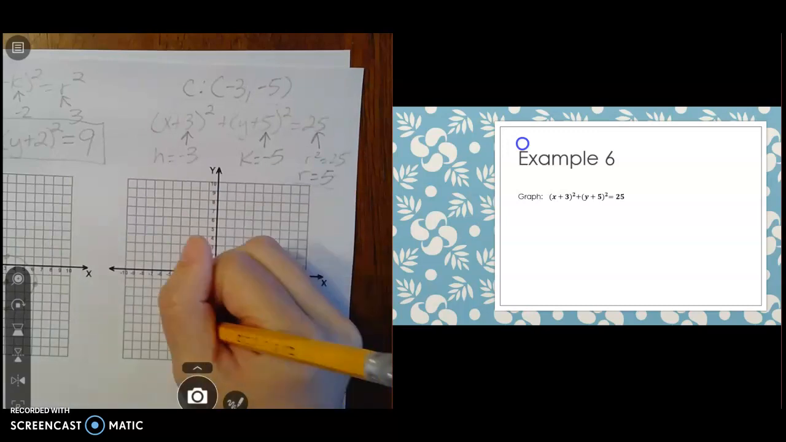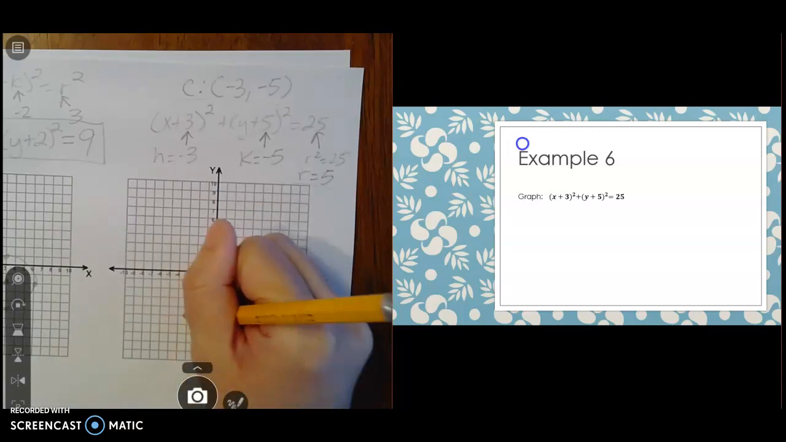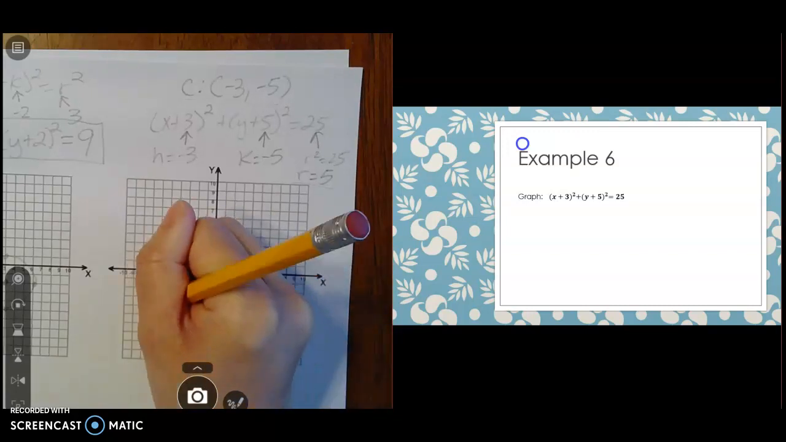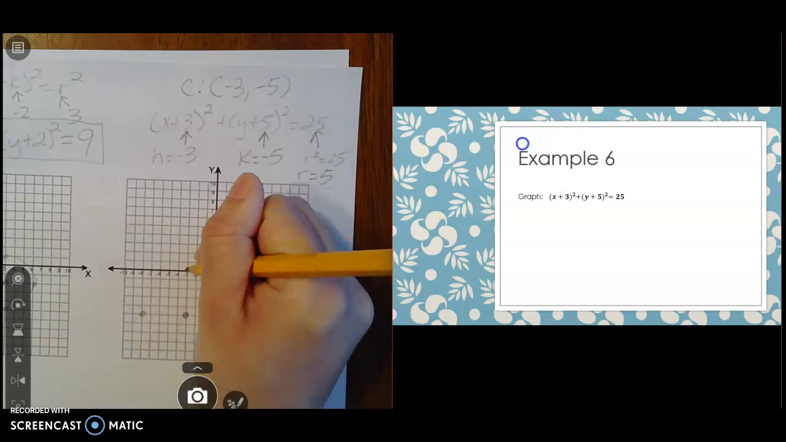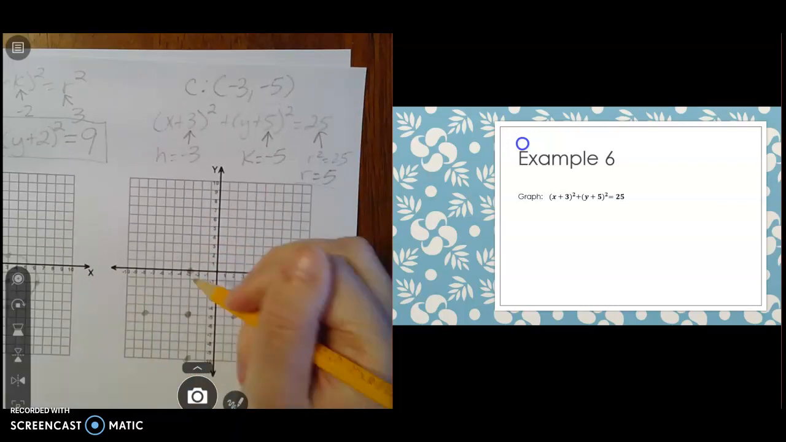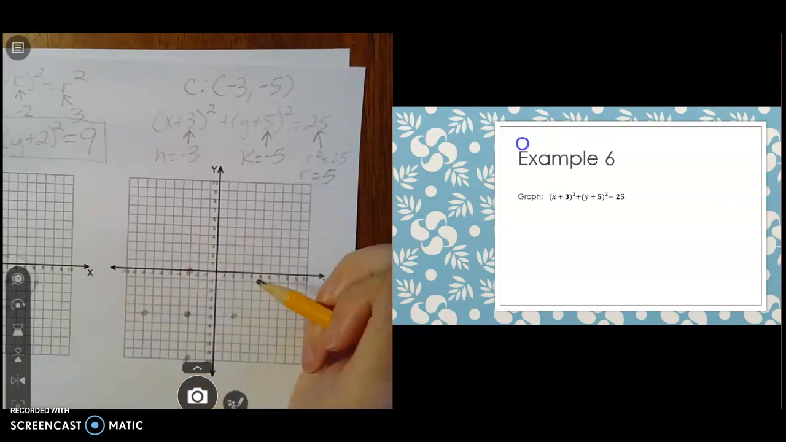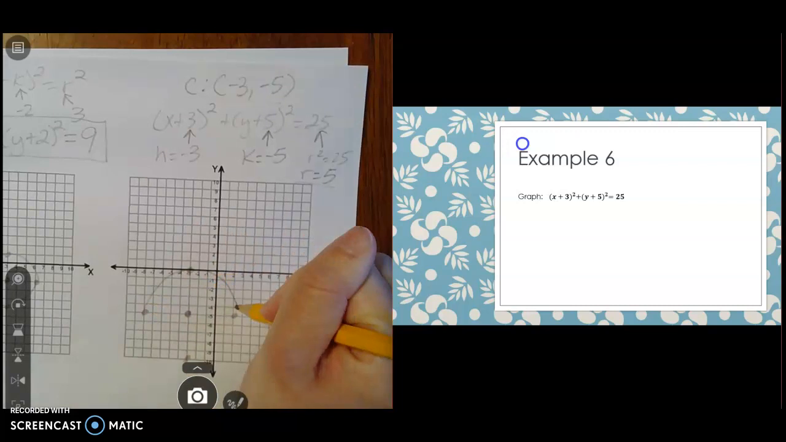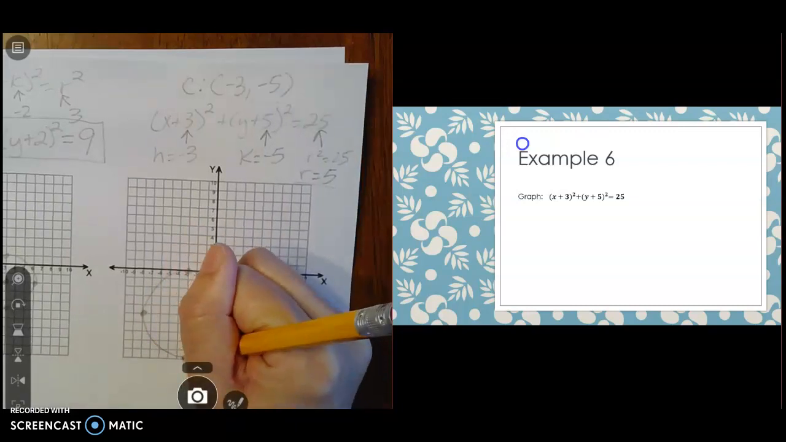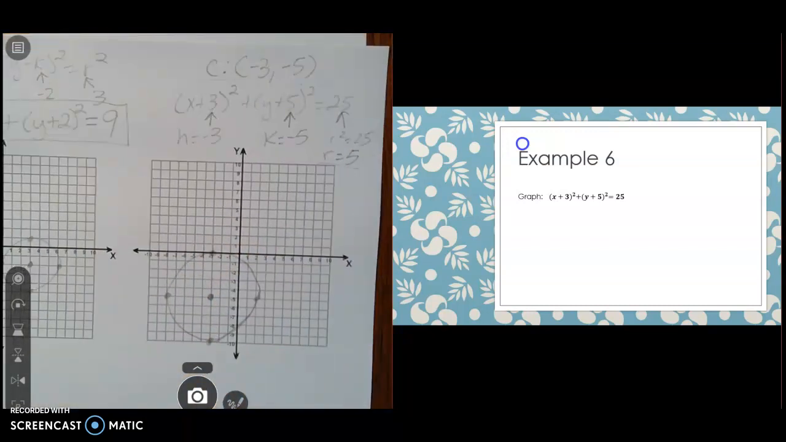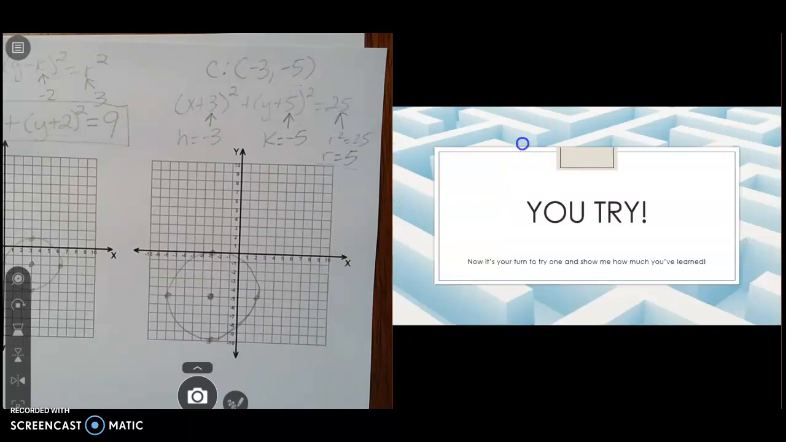So from the center, I'm just going to go 5 away in all directions. So to the right, 1, 2, 3, 4, 5. To the left, 1, 2, 3, 4, 5. I'm going to go up 5 and down 5. And then when I connect my dots, again, I'm not going to make straight lines and make a diamond or anything like that. I'm going to make nice curved lines and make a circle, because I know that's the shape that we are graphing. Okay? So there you go. That's how you graph a circle from an equation. Now it is your all's turn. You get to try one and show me how much you've learned.